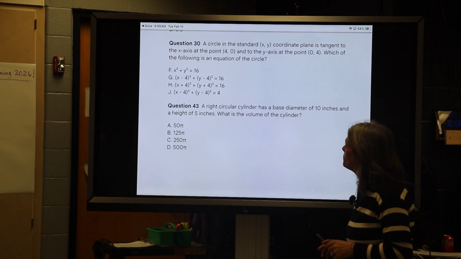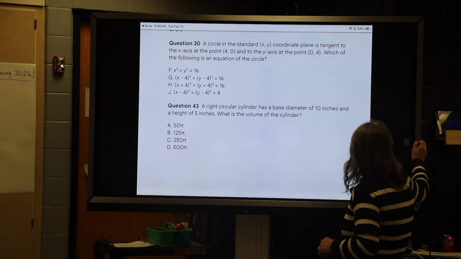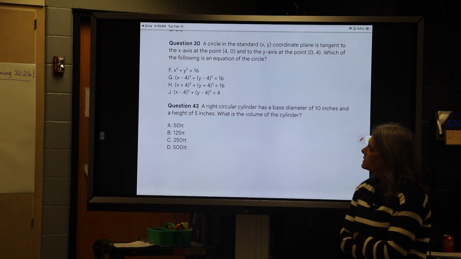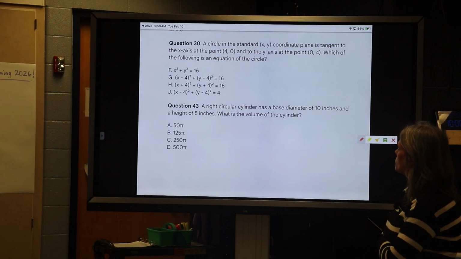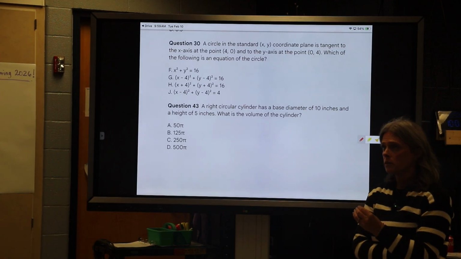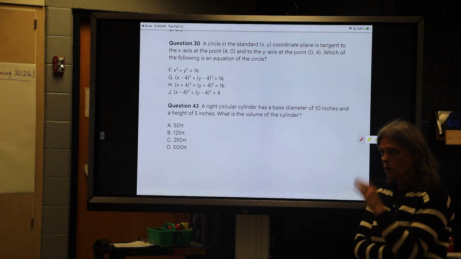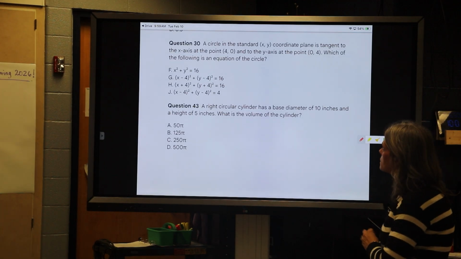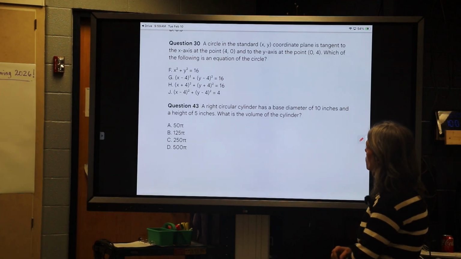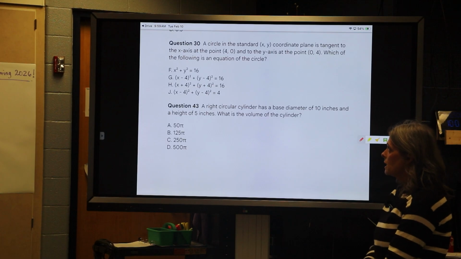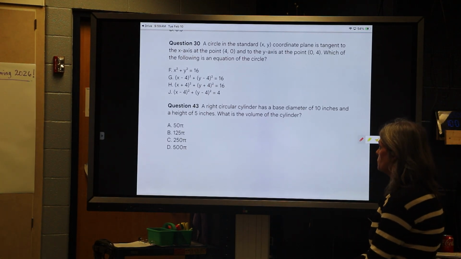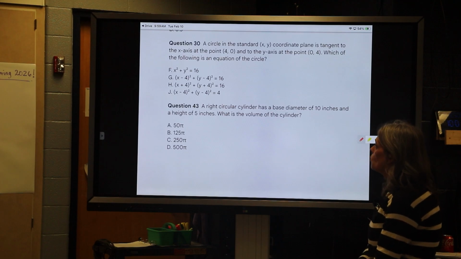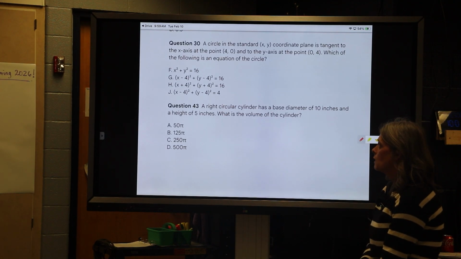All right, last couple. So we've got this same kind of question again about the axis system being a tangent point. And actually, the points are tangent, or points that are on the edge of the circle, but really the axis lines are the tangent lines. So this says a circle in the standard XY coordinate plane is tangent to the x-axis at point (4, 0) and the y-axis at point (0, 4). Which of the following is the equation of the circle?